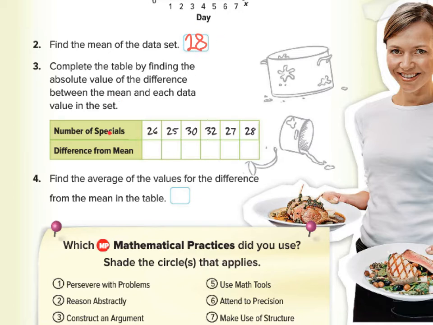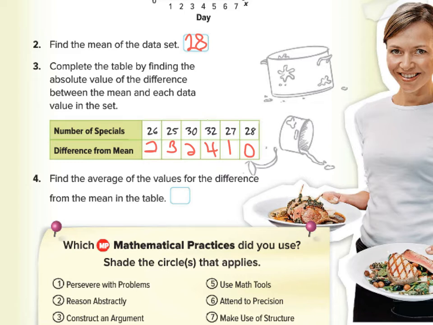So the number of specials on 26, the difference from the mean. How far? What's the difference between 28 and 26? It's 2. What's the difference between 28 and 25? 3. 28 and 30? 2. 28 and 32? 4. 28 and 27? 1. And 28 and 28? 0.